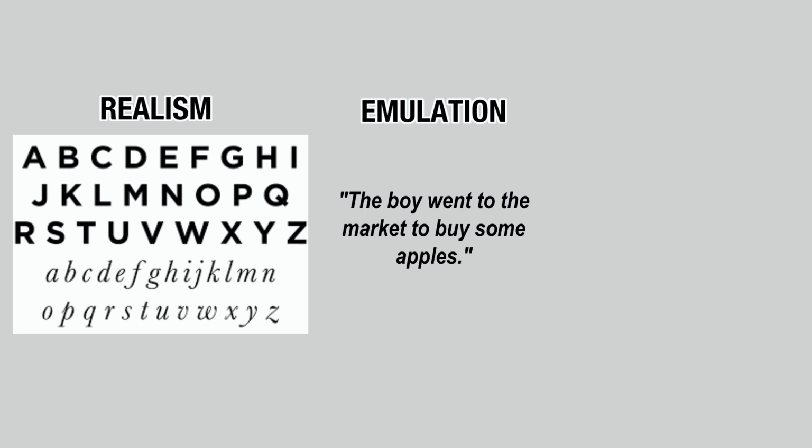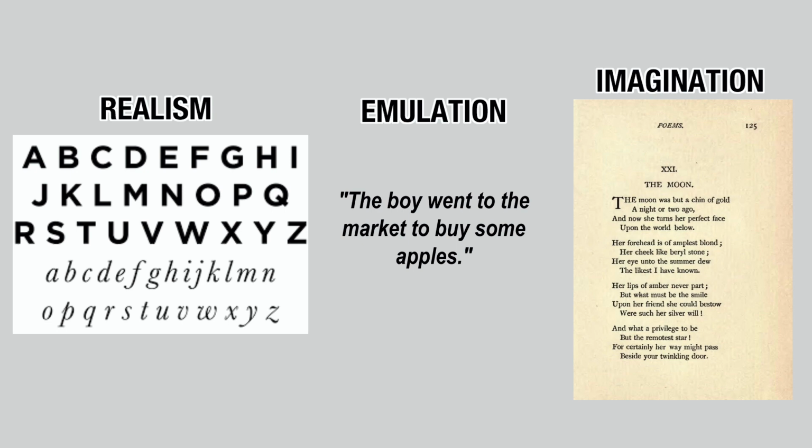If we were to compare realism to learning the alphabet along with basic grammar, then emulation would be like learning to string sentences together using words and phrases you already know. Attempting to draw the images in your mind would be like using the written word more creatively, such as writing poetry or pages of a novel.